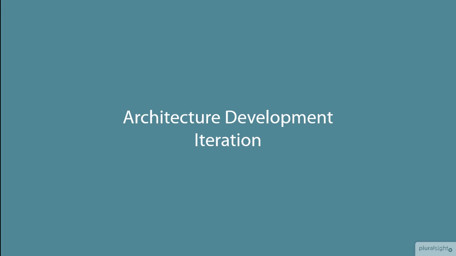Next, let's look at architecture development iteration. This iteration typically spans across phases B, C, and D, but it may also subsume the transition planning iteration within it, and hence often incorporates phases E and F as well.